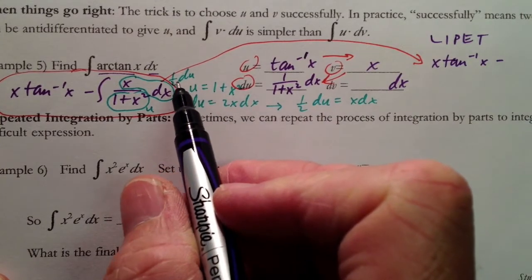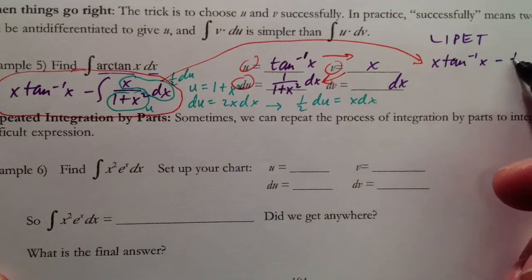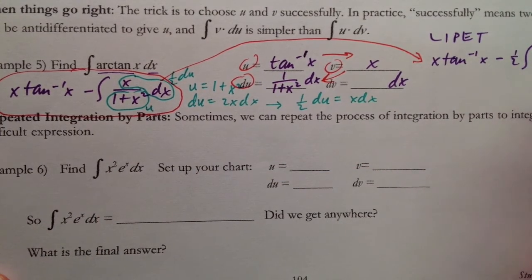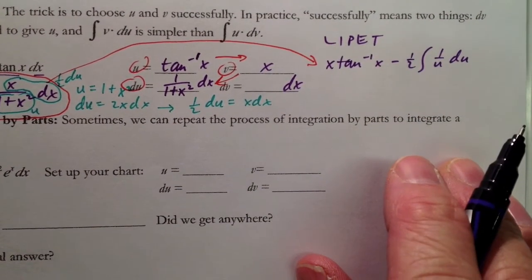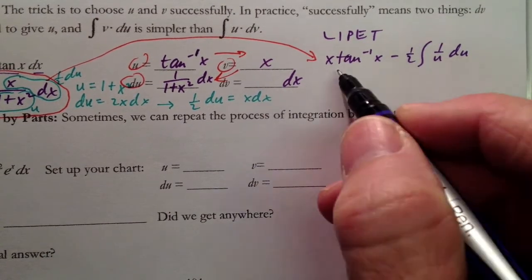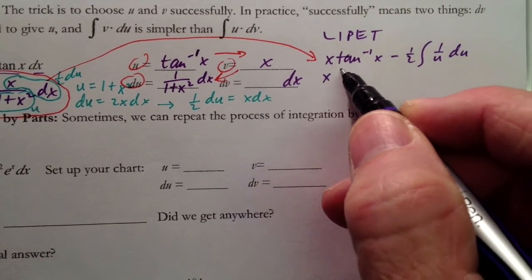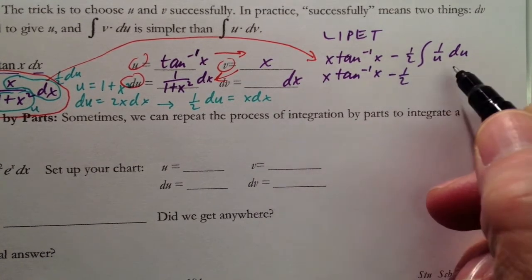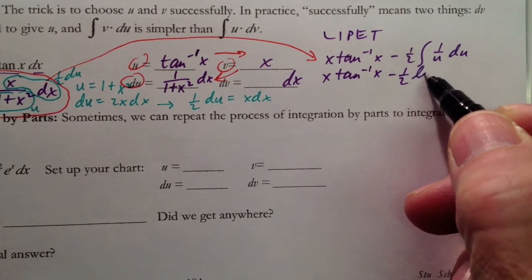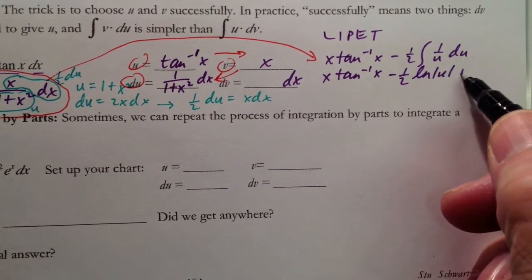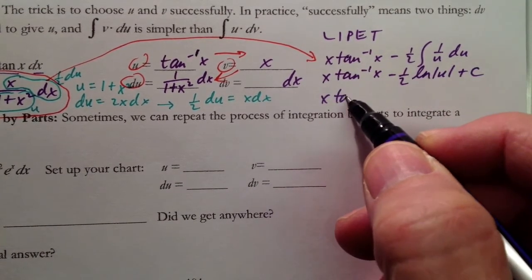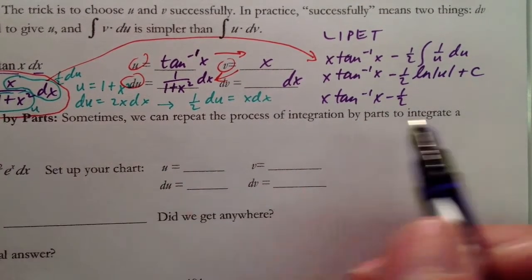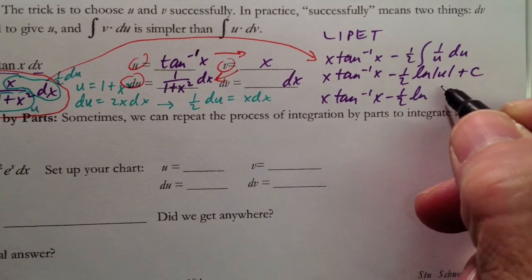Okay, so let's recap what we did. We have a 1/2, we have 1 over u, and we have a du. Okay, so I didn't let you see that very well, did I? But that's what we have so far. And so we rewrite our x inverse tangent x minus 1/2, and we know the antiderivative of 1 over u is ln of absolute value of u plus c, and now all we have to do is put that u back in, and the u is 1 plus x squared.